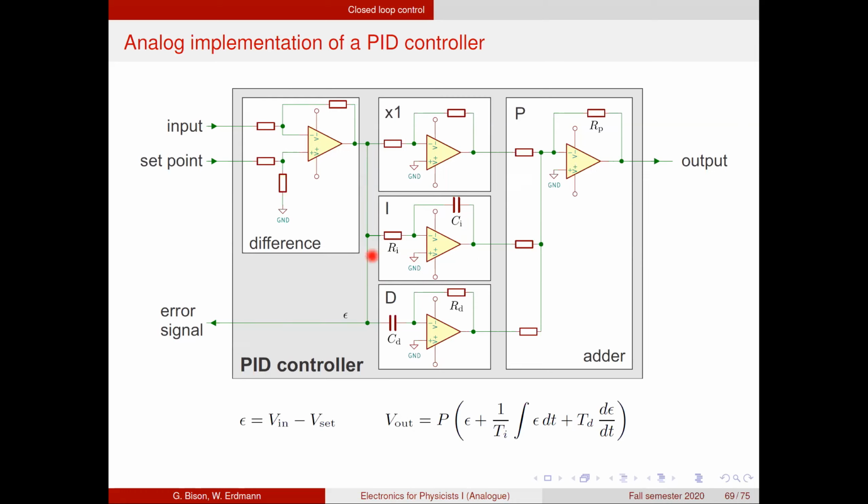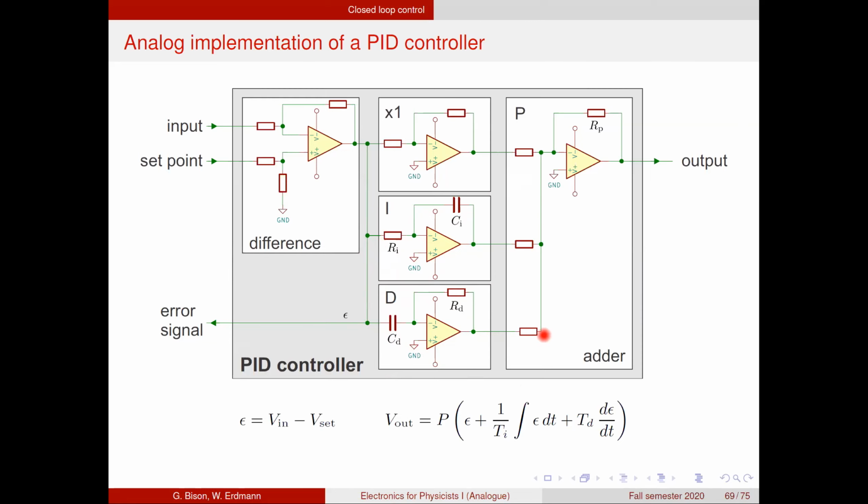The second branch is the integrator. So we have also seen this as an op-amp circuit. If you have the capacitor here in the feedback system, this integrates the input signal. And then we have the opposite. This circuit builds the differential of the input signal. So this differentiates our error signal.